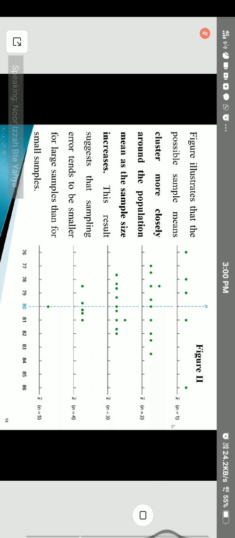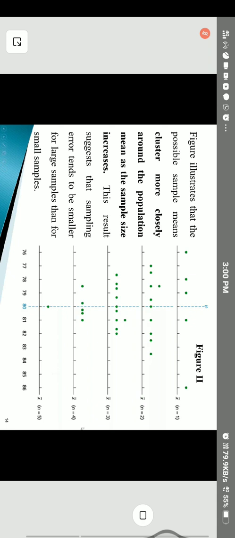So you see, if you want to get more accurate, increase your sample size. Compare if you have 2 with if you have 4, you see the sample mean is closer. Compare if you take 5, everything is already accurate with the mean population. So from this result, if you want to reduce the sampling error, your sample size must be good enough. The result suggests that the sampling error tends to be smaller for large samples than for small samples.